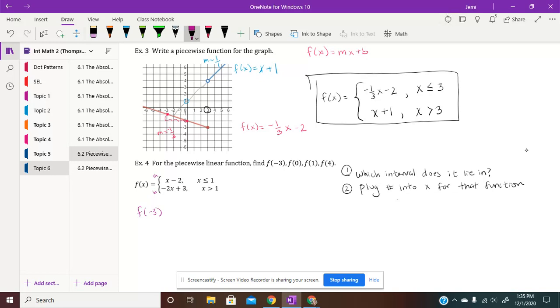So f of x is, x is -3. When I'm doing f of -3, I'm asking x is -3. So which condition does that apply to? The first one or the second one? Where can x be -3? Well, these are all the numbers less than or equal to 1. And these are the numbers greater than 1. -3 is less than or equal to 1. So that's going to be problem A. All right, so I plug it in to problem A. So I've got -3 minus 2, and I get -5.